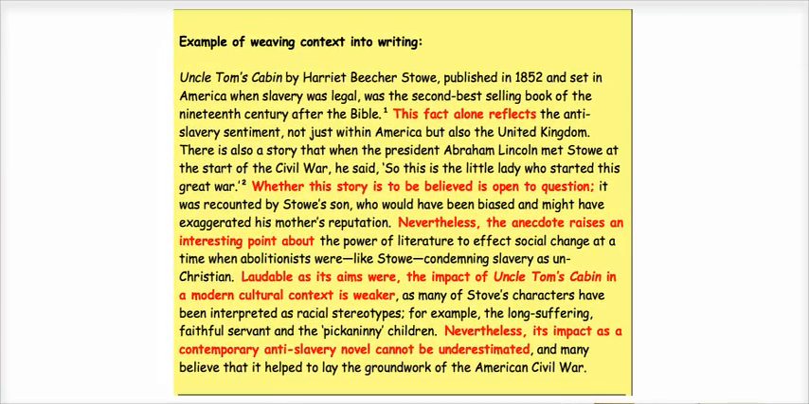Now this is an example of weaving context into writing. The phrases in red introduce analytical commentary, which illustrates how the writer's knowledge of context informs her understanding and interpretation of the novel. Uncle Tom's Cabin by Harriet Beecher Stowe, published in 1852 and set in America when slavery was legal, was the second best-selling book of the 19th century after the Bible. This fact alone reflects the anti-slavery sentiment not just within America, but also the United Kingdom.